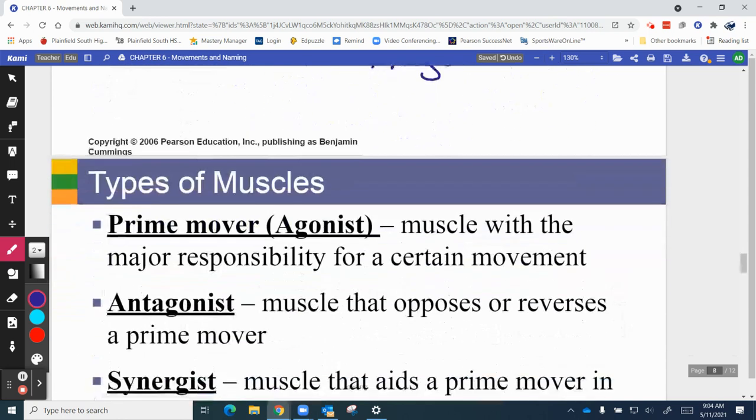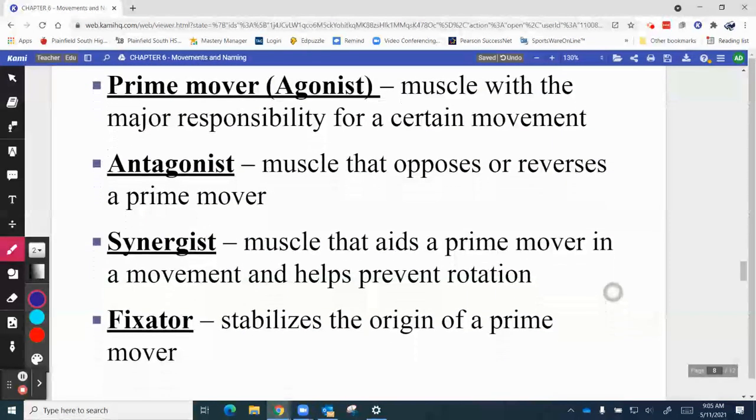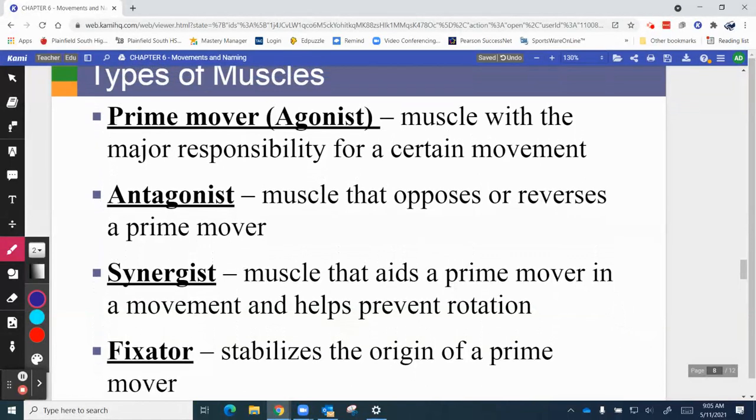All right. Other types of movements that we have. So these are the basic ones that we have here. So we've got what's referred to as a prime mover. All right. Prime mover is the muscle that has the major responsibility for a certain movement. All right. So like with knee flexion, your hamstring muscle group is your prime mover for knee flexion. Elbow flexion, your biceps brachii is the prime mover for that.